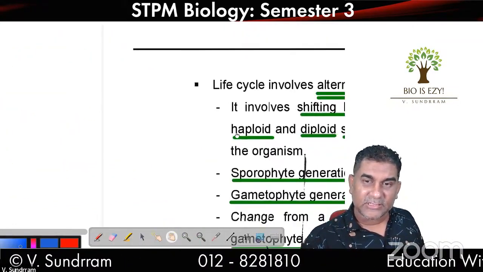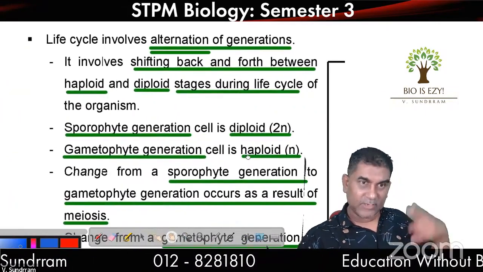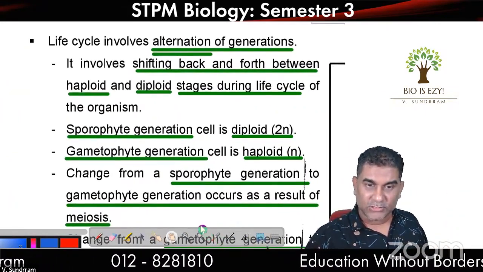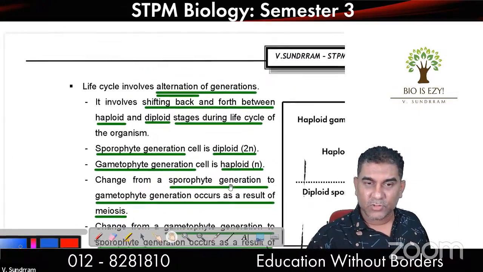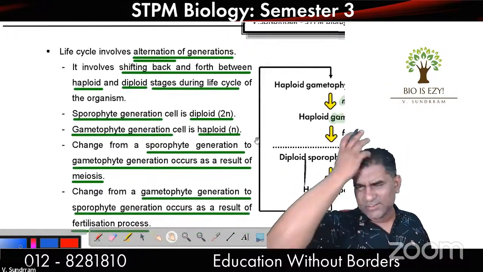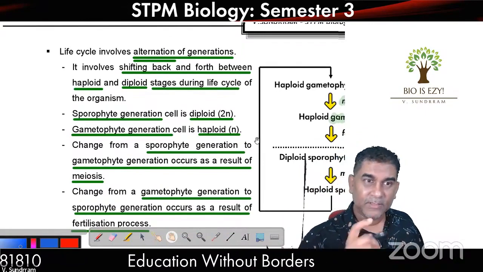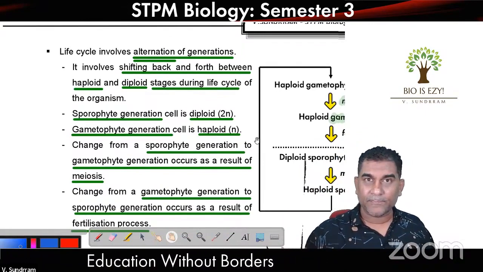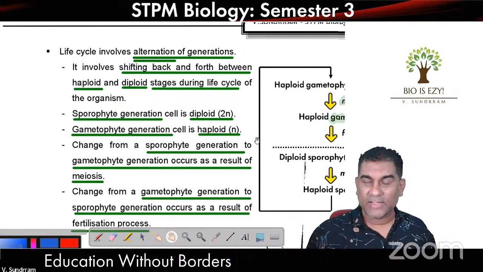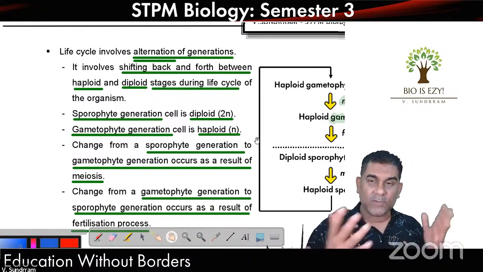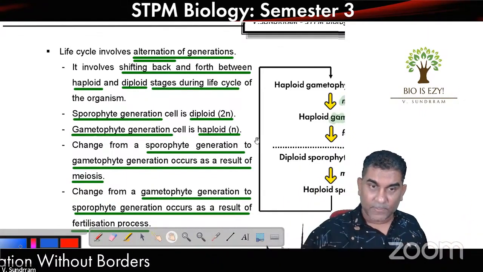Further details about the four phyla we'll cover tomorrow and also on Saturday. By Saturday, we should be able to finish the plant, but animal I think cannot because animal has six phyla, quite a lot. We try to cover as much as possible. For the moment, any question?